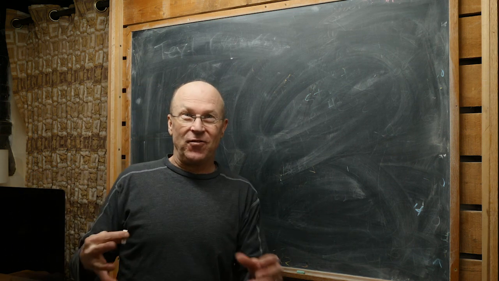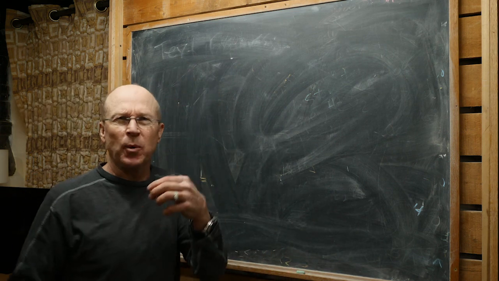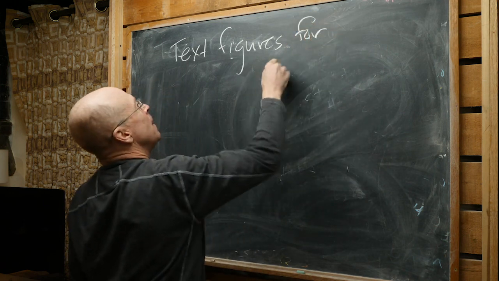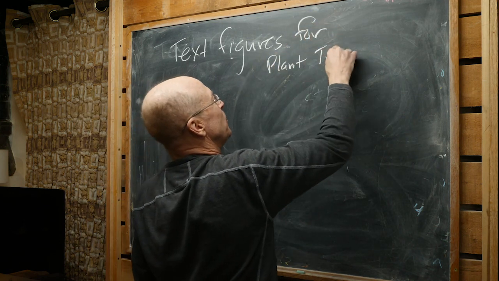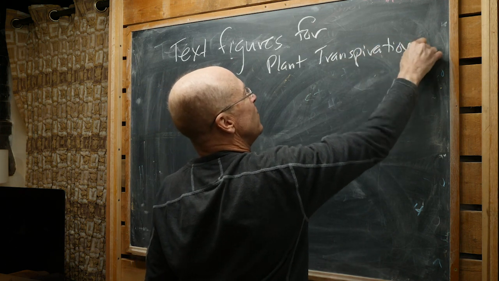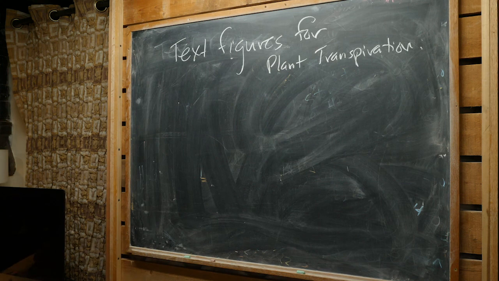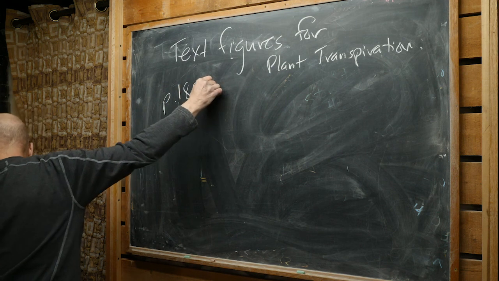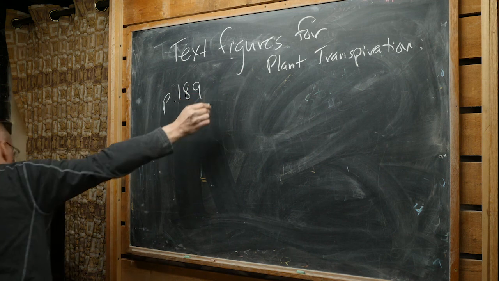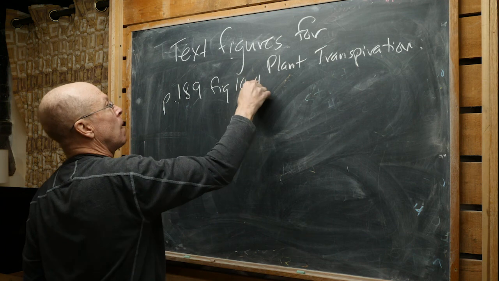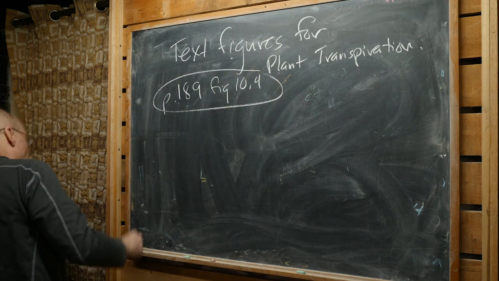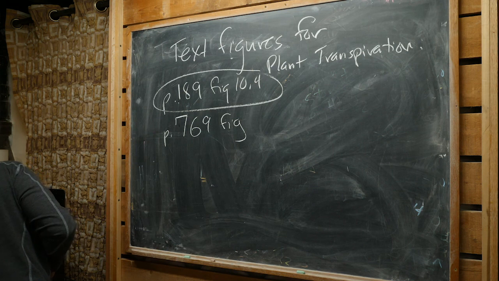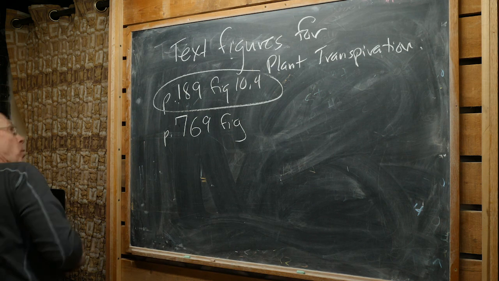Okay, I'm going to give you a list of some of the crazy figures that go with what I just did, which was the process of transpiration and gas exchange in plants. So here's some text figures for plant transpiration and related phenomena. The first one goes way back to our book. This one actually is relevant: page 189, and this is figure 10.4. So that's one. And then we've got one on page, this is way back, 769, and this is figure 35.18.